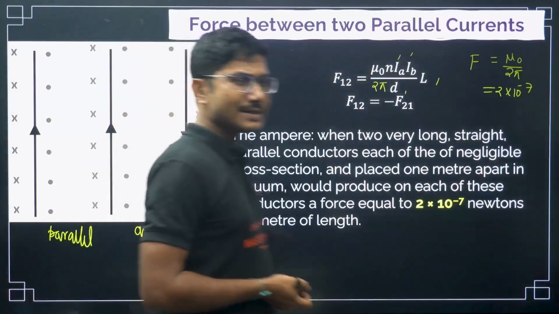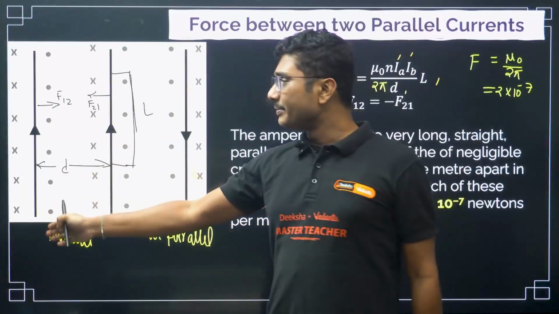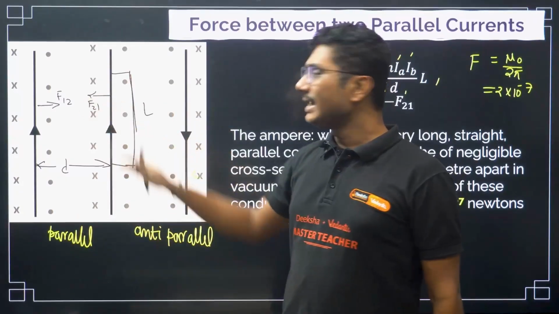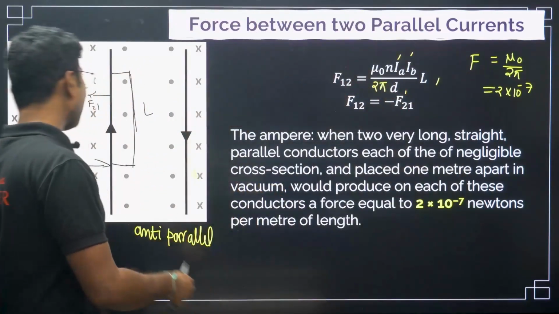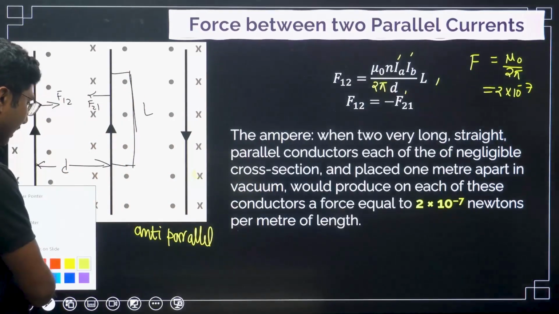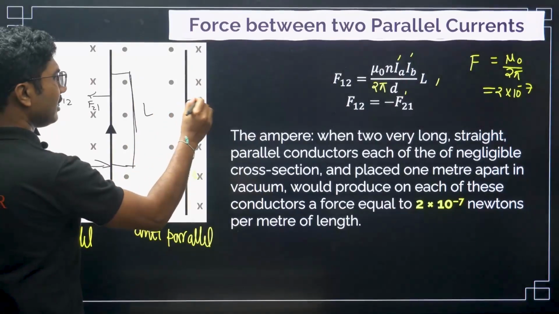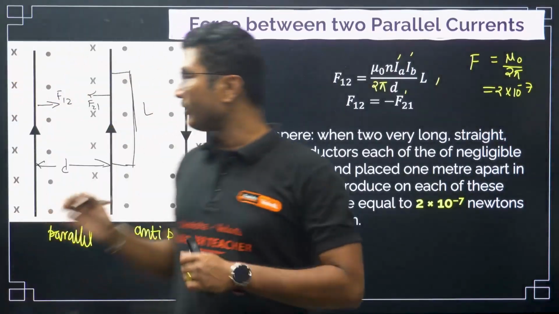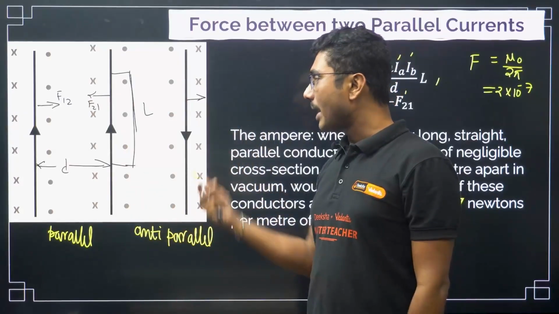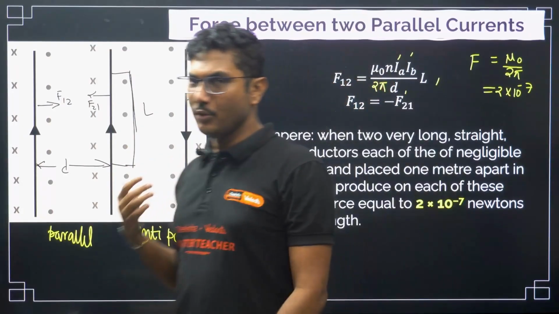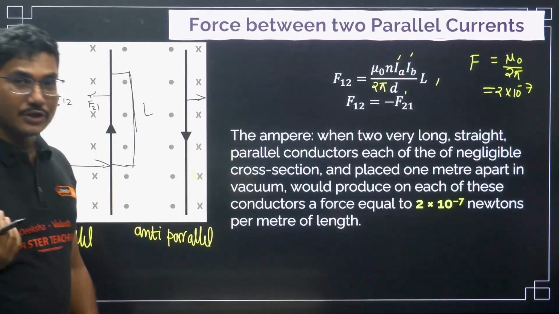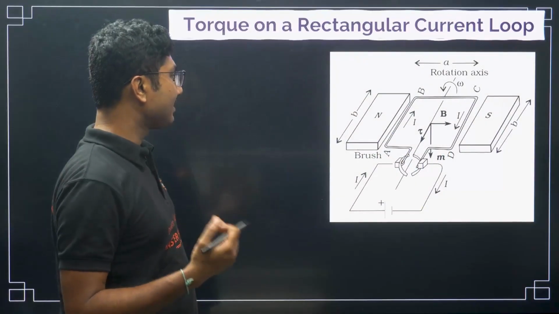Now one more thing is that if the current is being carried in the same direction, that is parallel, the wires basically attract each other. But if the current is anti-parallel, the force will be in the opposite direction, and they will repel each other. Parallel currents attract, anti-parallel currents repel. You have to remember this as well for fill in the blanks as well as MCQ questions. Now let's move on to the next part.